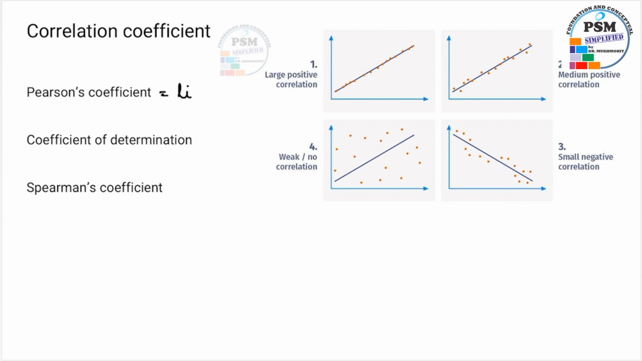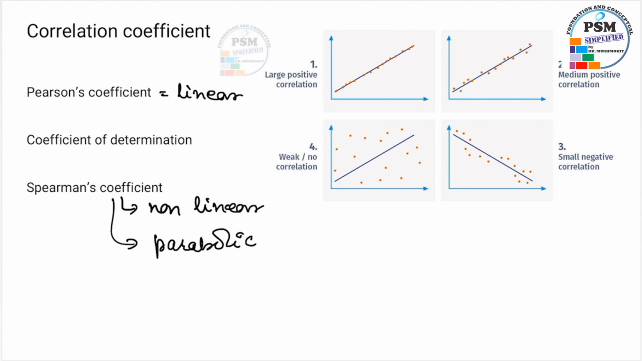Pearson correlation is used for linear correlations, whereas Spearman is used for non-linear or parabolic correlations. We can also calculate something called the coefficient of determination, which is given by R square. What is R? R is an abbreviation for Pearson correlation. If you square the Pearson correlation, that is called the coefficient of determination.